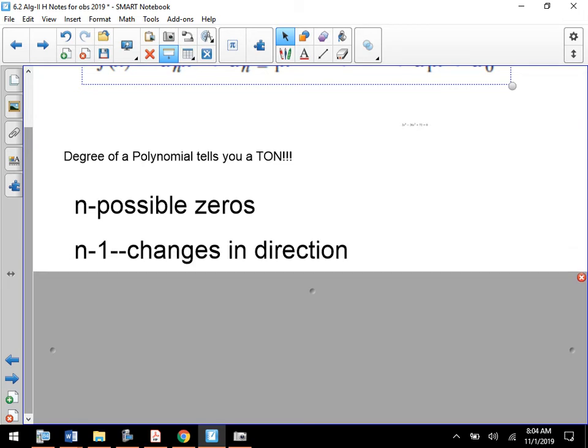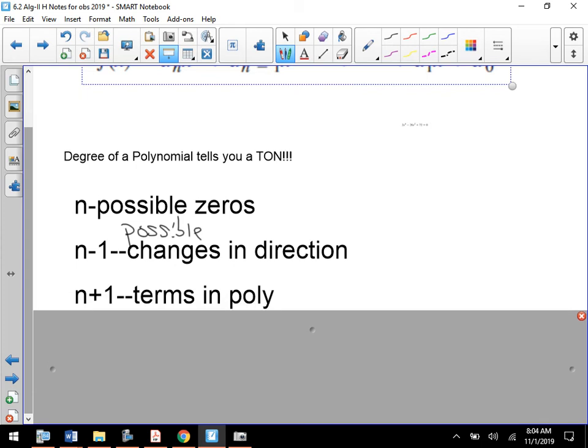You knew that, well, we don't know this yet, but what'll happen is you're going to get up to n minus 1 changes in direction in the graphs. So if it's a 5th degree polynomial, the graph can change direction 4 times. Does it mean it's going to change 4 times? No, it's possible changes in direction. So I probably should write that up there. We'll have possible changes in directions.